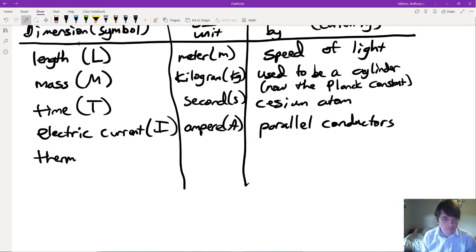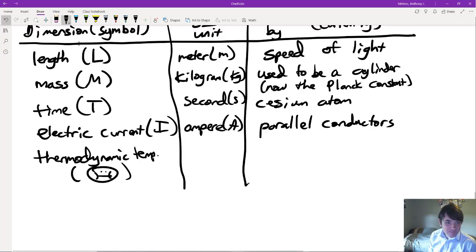There's thermodynamic temperature. And the symbol is actually capital theta. And if you add 2 eyes to it, it looks like a face. I think that's kind of amusing, actually. But thermodynamic temperature, this is the Kelvin. And I believe this is defined in terms of the triple point of water.